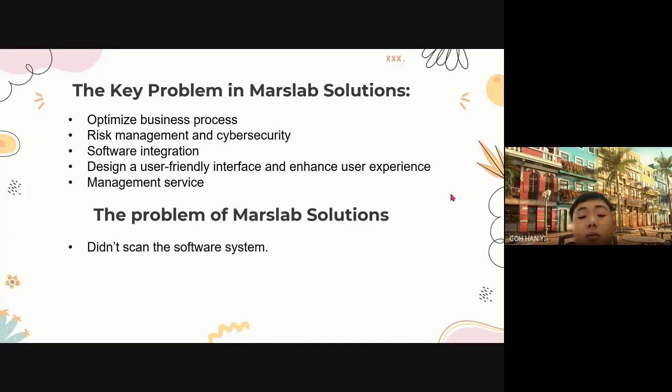And for the problem of MarsLab Solution, after the interview, we found that MarsLab Solution didn't scan the software system for vulnerabilities or run penetration tests on important systems. This will cause data loss, data being stolen by others, and security breaches. Without scanning for vulnerabilities and penetration, the attacker can easily access the sensitive data in the system and steal it. A security breach means that when software systems' vulnerabilities are undetected, the risk increases of an attacker accessing the system without permission.